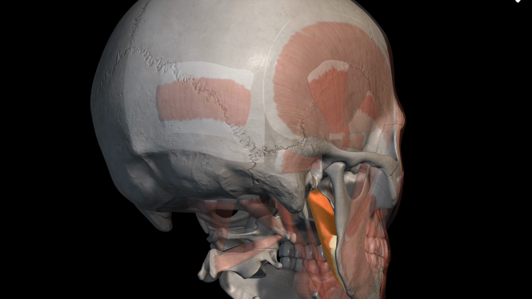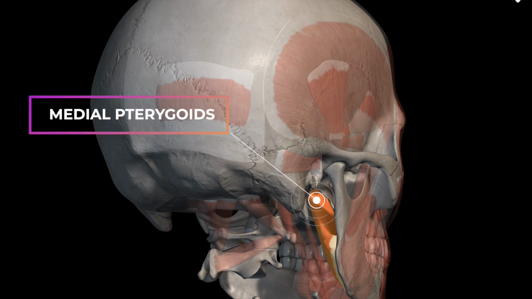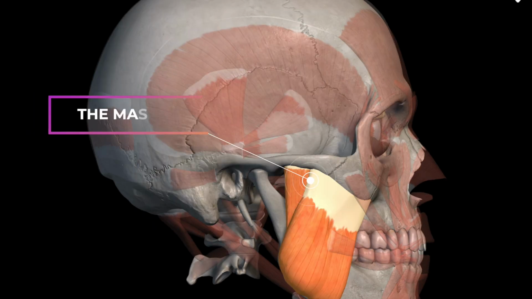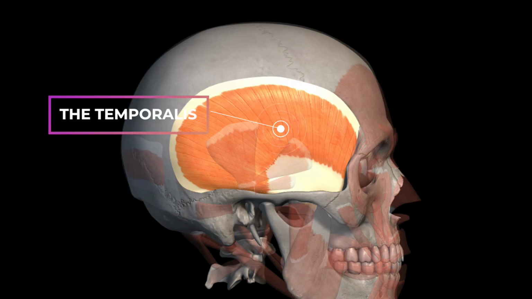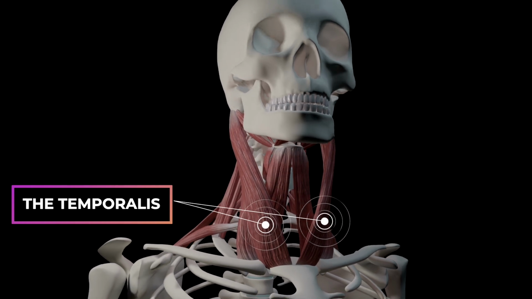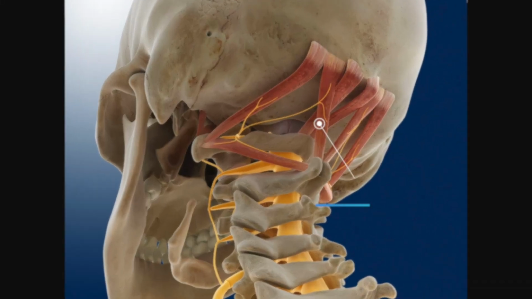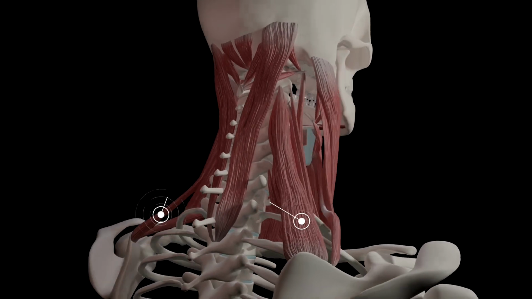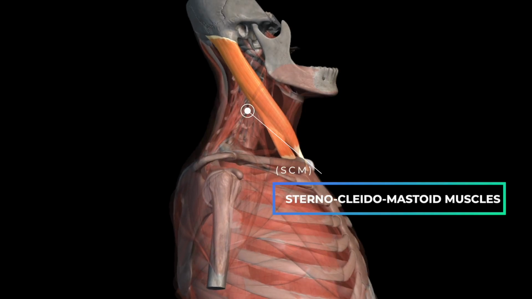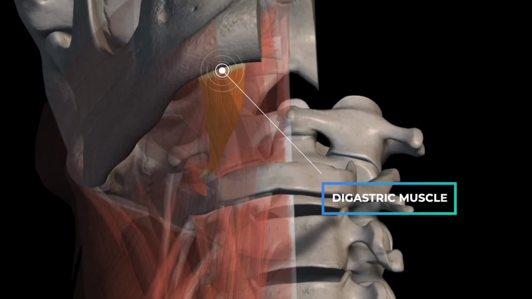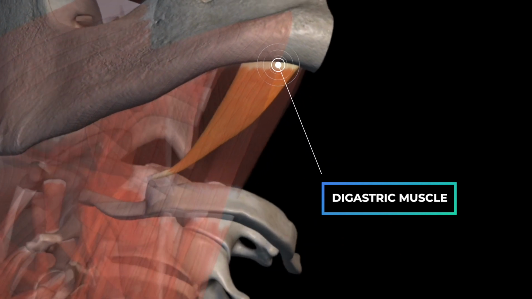There are 4 jaw muscles, all are paired muscles. Medial pterygoids, lateral pterygoids, the masseter, the temporalis. Then do 4 more muscle groups. Both the neck muscles, the occiput area, the trapezius muscles. Then turn the head and palpate the sternocleidomastoid muscles, SCM. And finally palpate the digastric muscle under the chin bone.